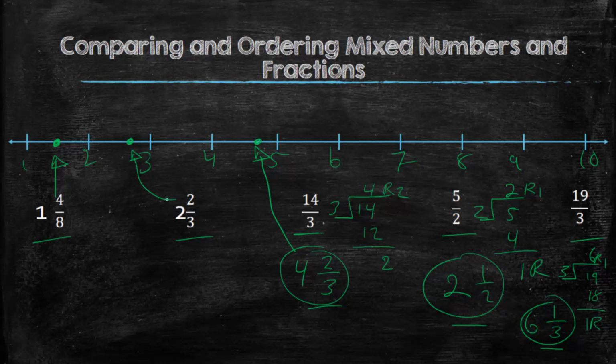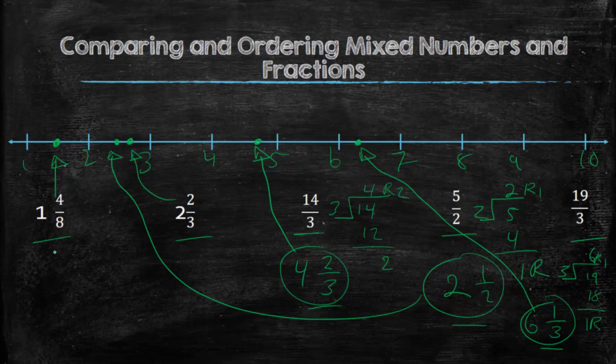2 and 1/2, so 2.5. 2.5 is right here, right in the middle. So that's very close actually, but it comes in just before 2 and 2/3. And lastly, 6 and 1/3. So 6 and 1/3 is between 6 and 7, and it's just after 6. So it's right here. I know the screen is a little messy here, but you can see how we've changed these three improper fractions to mixed numbers, and we've plotted them.